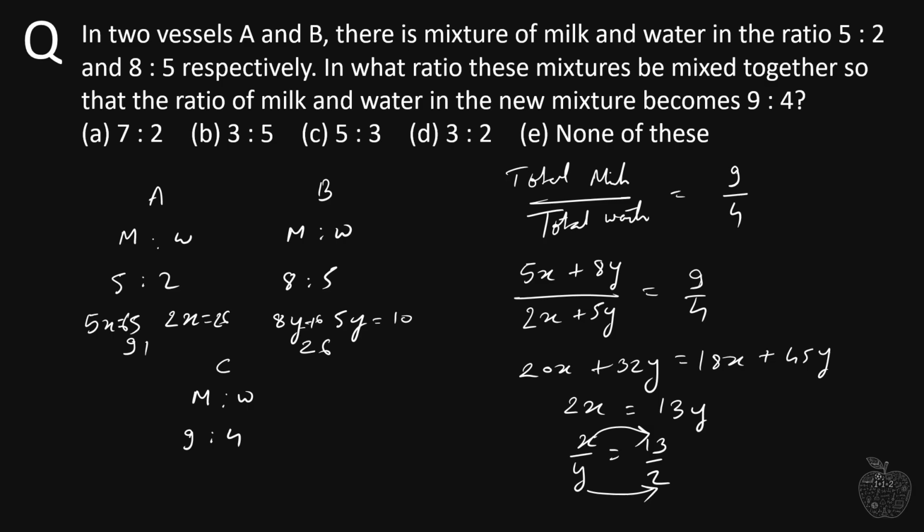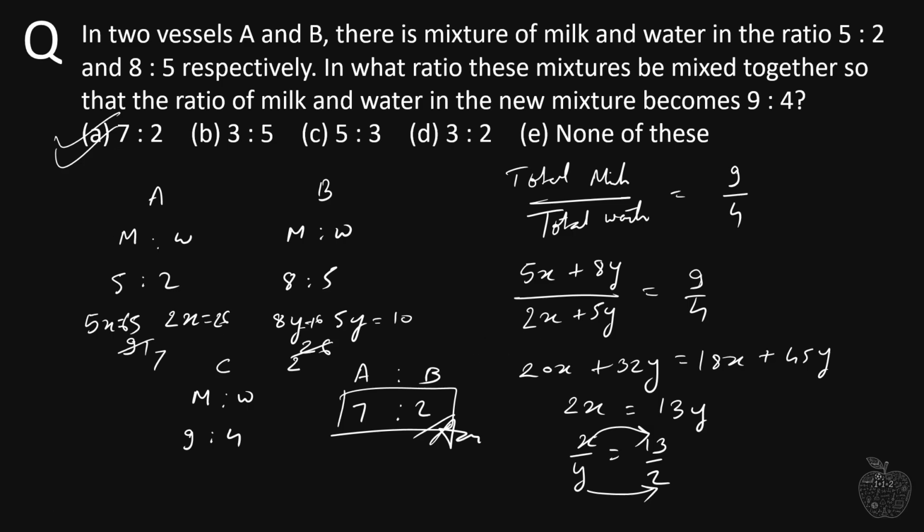And the question is asking, in what ratio should this mixture be mixed together? So the mixtures will be mixed together in the ratio 91:26, or this can be simplified by 13. 13 7s are 91, 13 2s are 26. So A and B is 7:2. That means the mixtures should be mixed in the ratio 7:2, and this is our required answer. So here option A is the correct one. Now this is one way to solve this question.